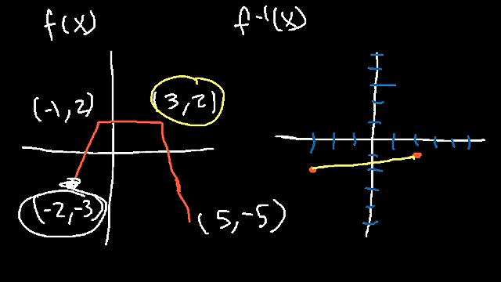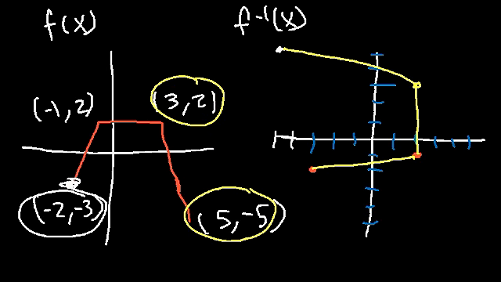Now the next one is going to be 2, 3, which is over here. And then the last point will be -5, 5, which is somewhere up here. So this graph is the inverse function, which reflects over the line y equals x.